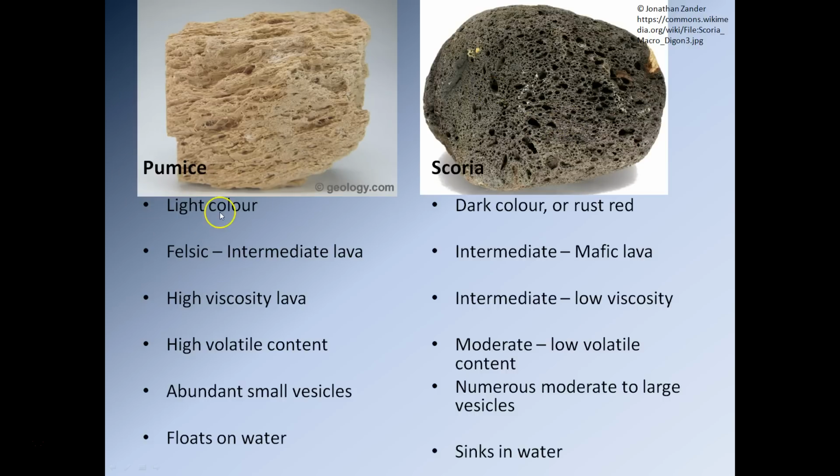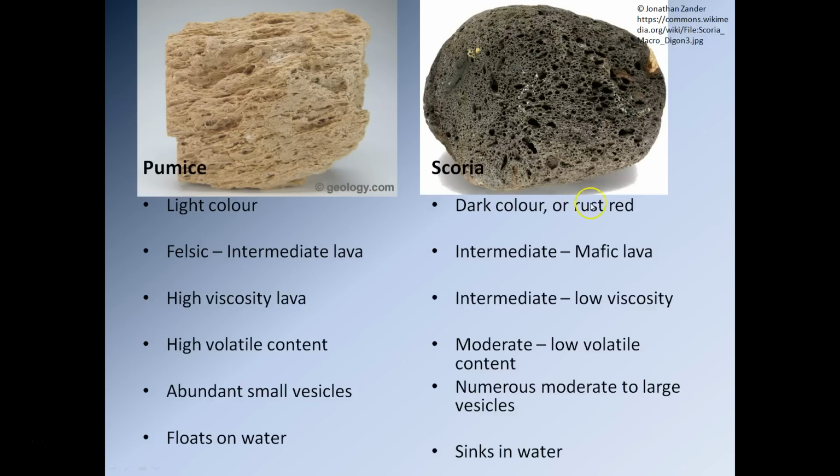Pumice is light in colour. It forms from felsic to intermediate lavas. The lavas themselves have a very high viscosity. That means the gas bubbles, because they're trying to move through a very viscous liquid, can't often join up, so the vesicles that form tend to be very, very small. The lava itself tends to have a very high volatile content, so you'll form lots of these gas bubbles. Because of this high viscosity and high volatile content, you get lots and lots of very small vesicles. That means pumice is actually more vesicle than rock, and so pumice will actually float on water.